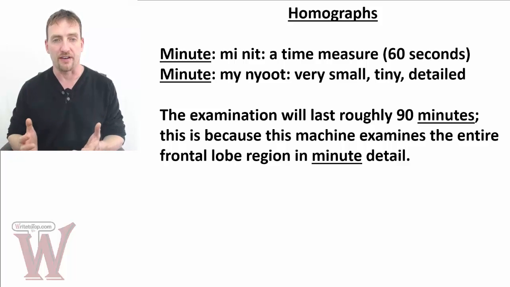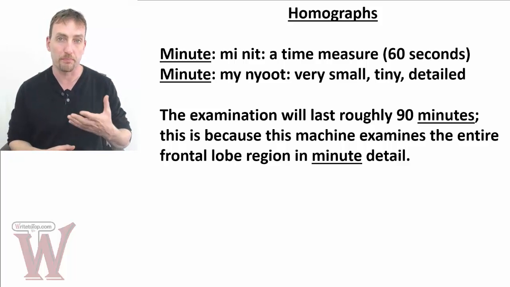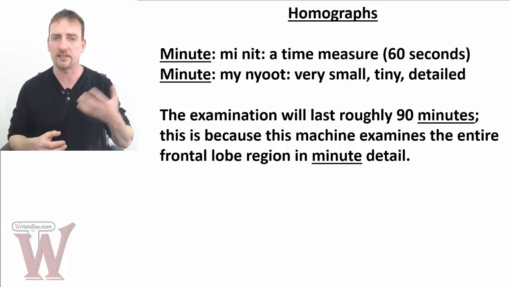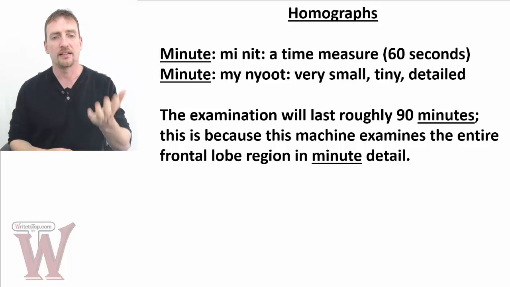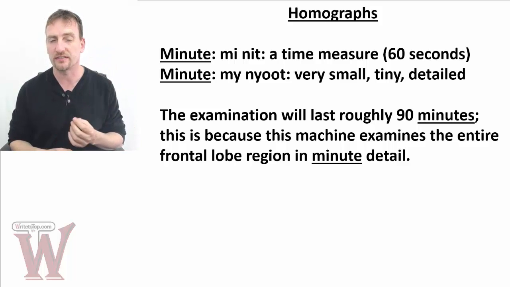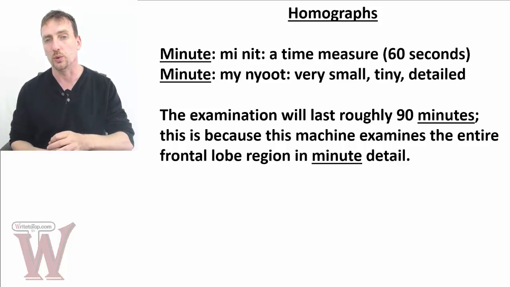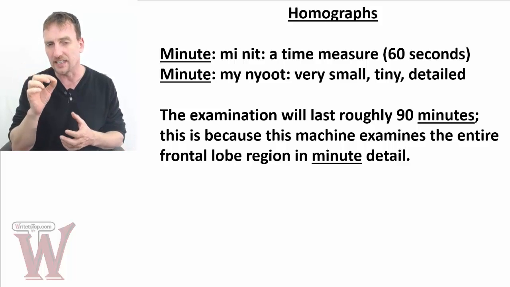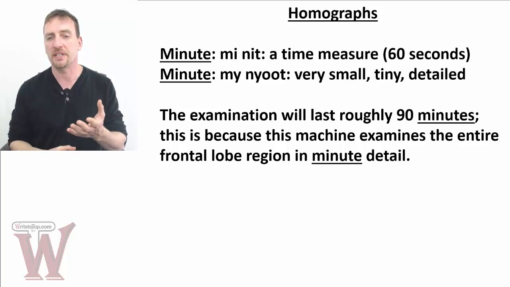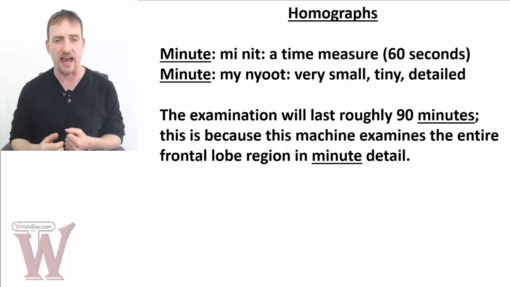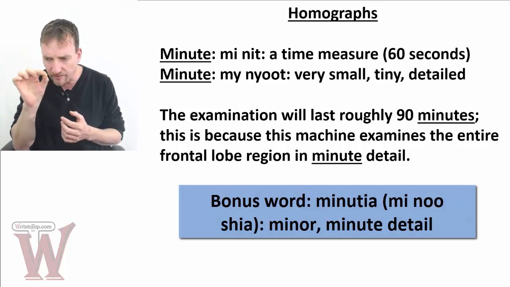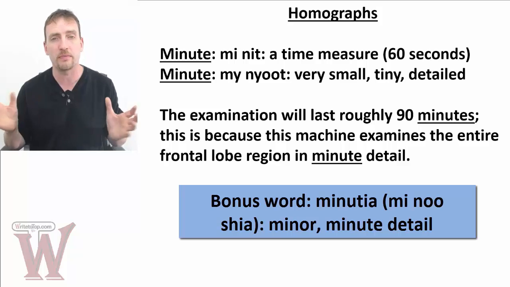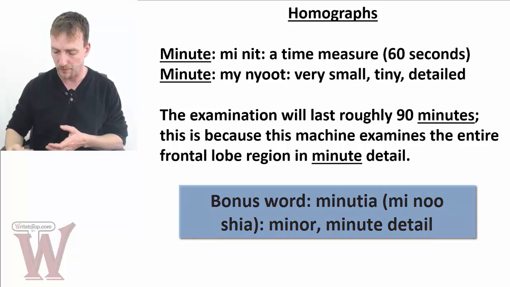Okay. Homographs. So now all of you probably know this word, minute. 60 seconds in 1 minute, 60 minutes in 1 hour, etc. Pronounced minute, it's a time measure. The other meaning and the other pronunciation is minute, which means very, very small, tiny, very detailed. The examination will last roughly 90 minutes, an hour and a half. This is because this machine examines the entire frontal lobe region in minute detail. They look at every little piece there is to look at. They don't miss anything. Minute detail, okay?